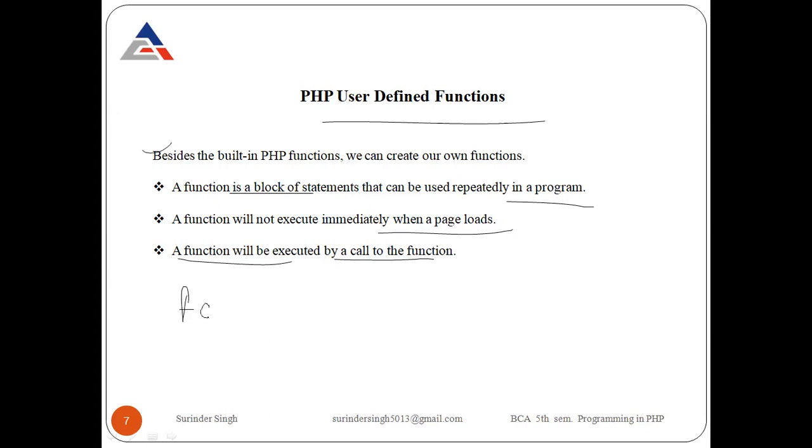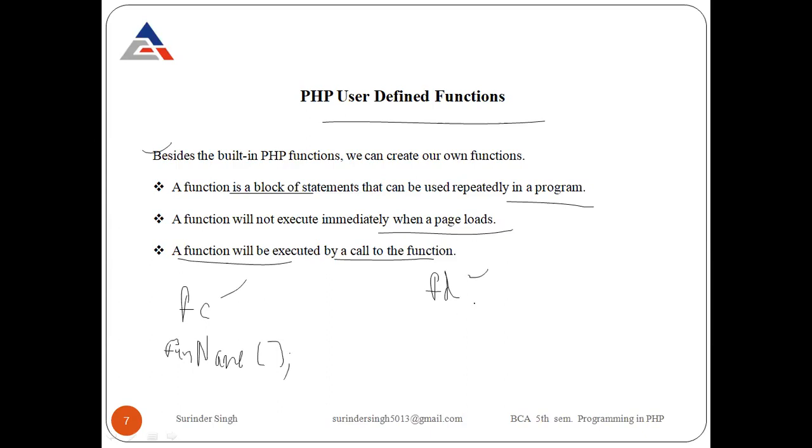First is function call statement, and second is function definition. Clear? Function call statement and function definition. And how to write function call statements? In this we have function name, followed by round brackets.